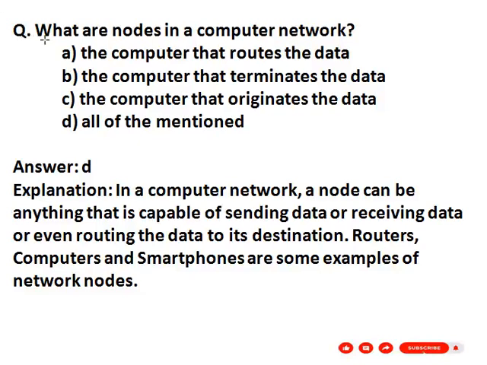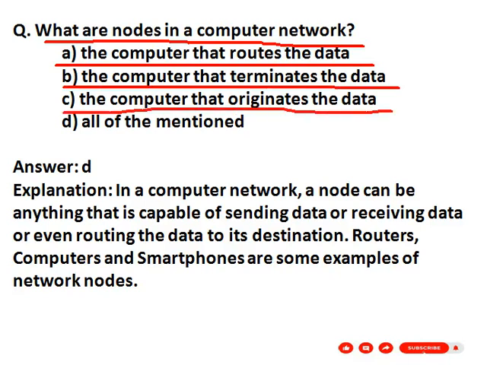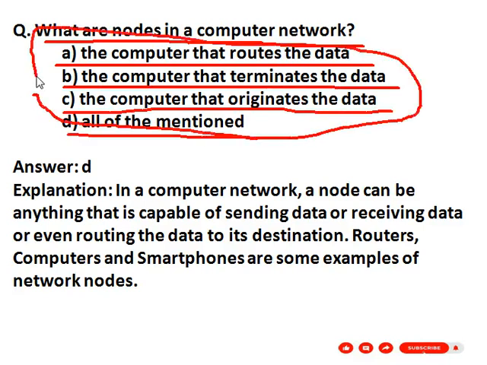The first question is, what are nodes in a computer network? Given options: A. The computer that routes the data. B. The computer that terminates the data. C. The computer that originates the data. D. All of the mentioned. So here the correct answer is option D, all of the above.